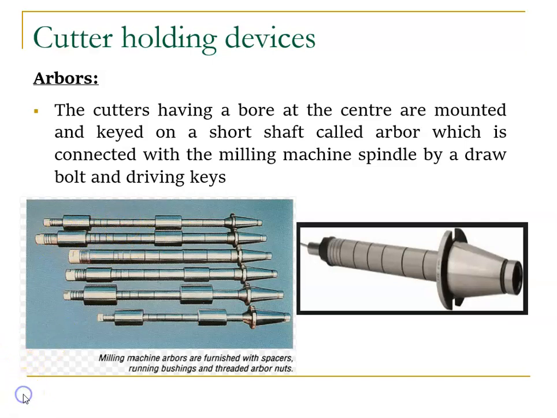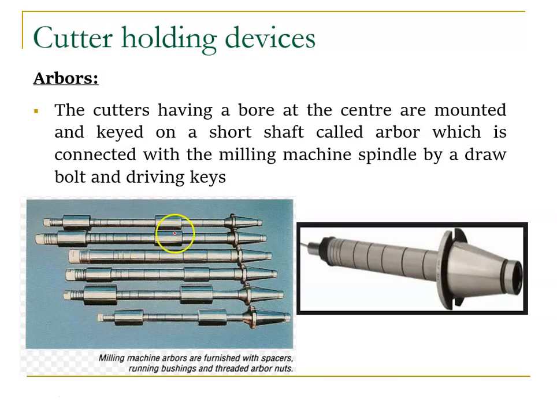Okay, so arbors are used in the horizontal milling machine. In the horizontal milling machine we have an overarm, right? The way we mount the cutter on the overarm is with the help of arbors. So an arbor is like a long rod with different cross sections. This is the spindle, right? We connect the arbor on the overarm.